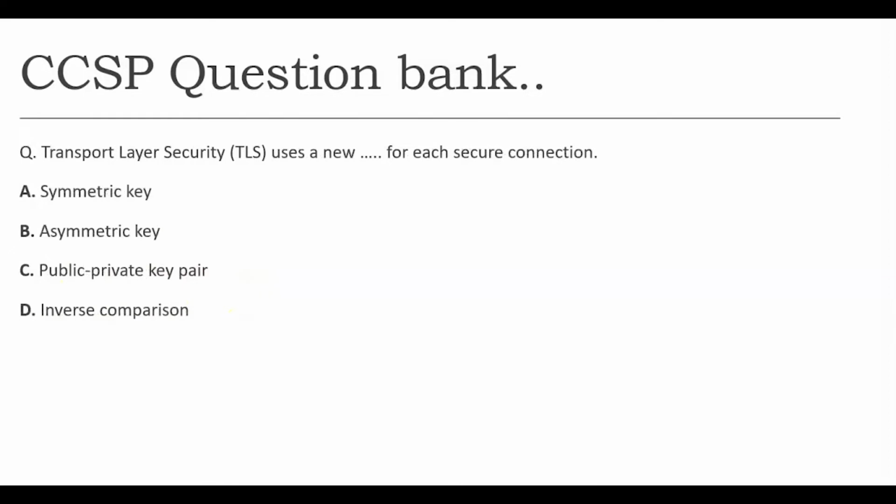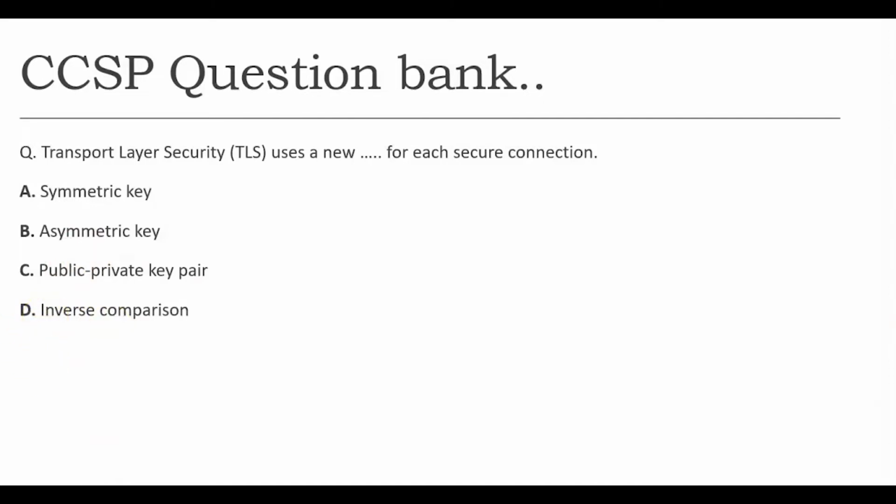The next question is: TLS uses a new blank for each secure connection. So TLS uses what for every new secure connection? Does it use a new symmetric key for every connection? Does it use a new asymmetric key? Does it use a new public key private key pair, or an inverse comparison? Sometimes some options are just distractors. Those terms we haven't seen, we can rule out.